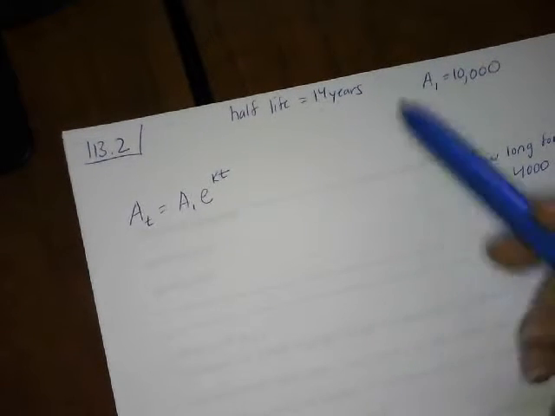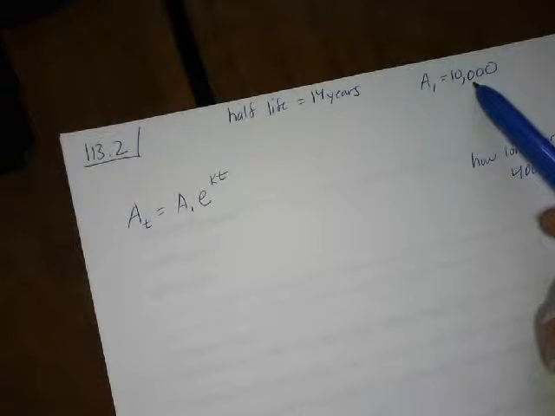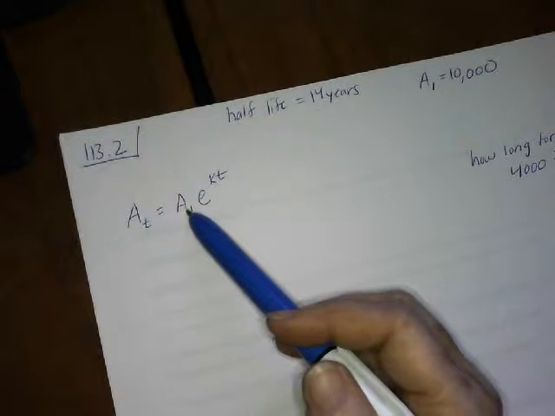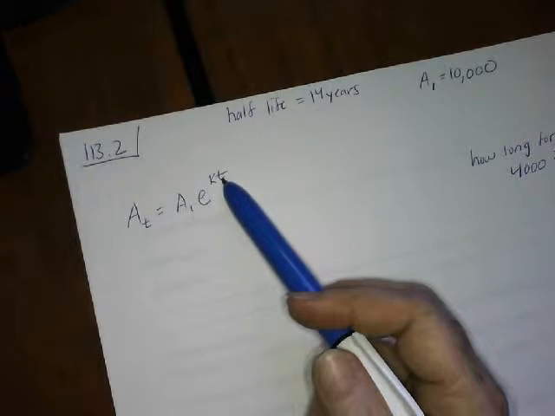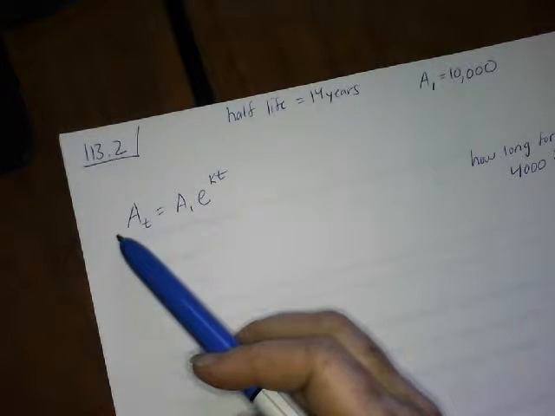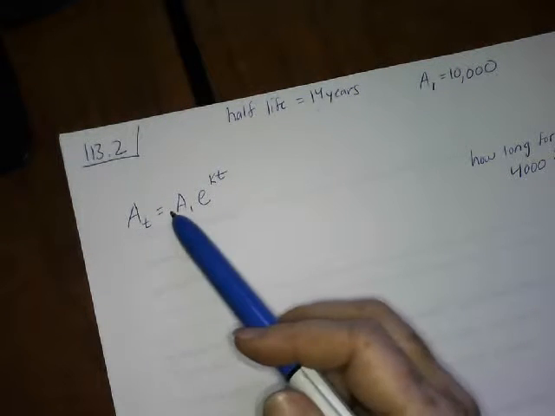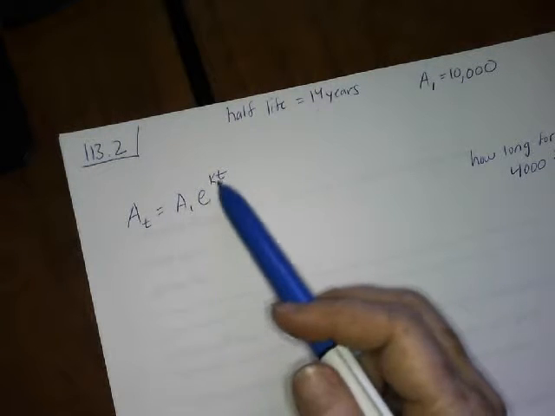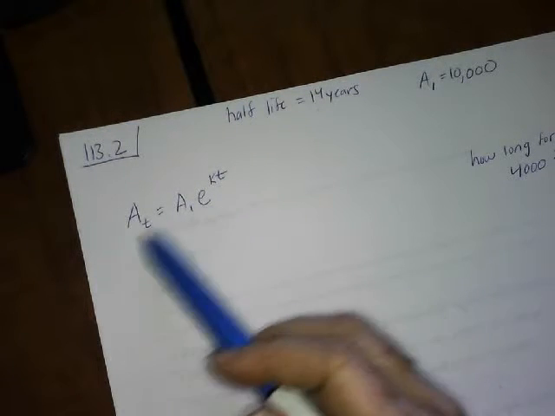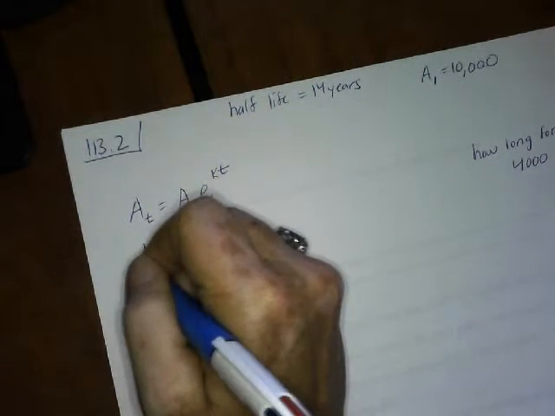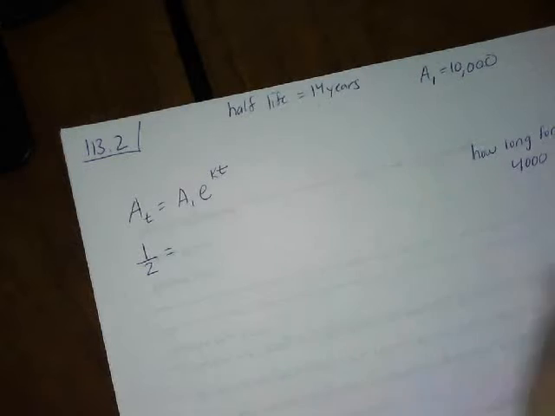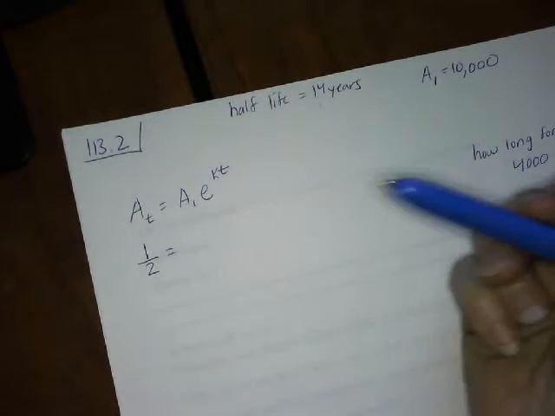Half-life is 14 years. So I can say that they started out with 10,000. I could put 10,000 there, and then I could put a 14 in for time, and half of 10,000, which is 5,000, over here. But I'm going to end up dividing both sides by 10,000 anyway, trying to get e by itself, so we're just going to end up with a half over here. And that's how it always is with half-life. You're just going to end up with a half over here.